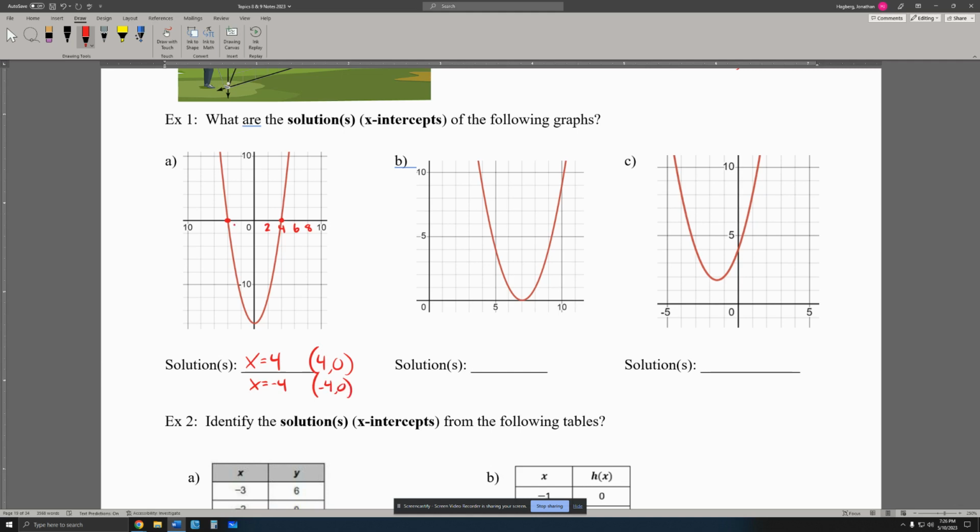For the next one, we've got one x-intercept. It crosses the x-axis once, or touches the x-axis once. Each increment is 1 because it takes 5 marks to reach 5. So that tells me that this is at x equals 7. As an ordered pair, this is 7, 0. And finally, for graph C, I notice that it doesn't touch the x-axis at all. So therefore, there are no solutions to this quadratic equation, or at least the equation that has this graph.